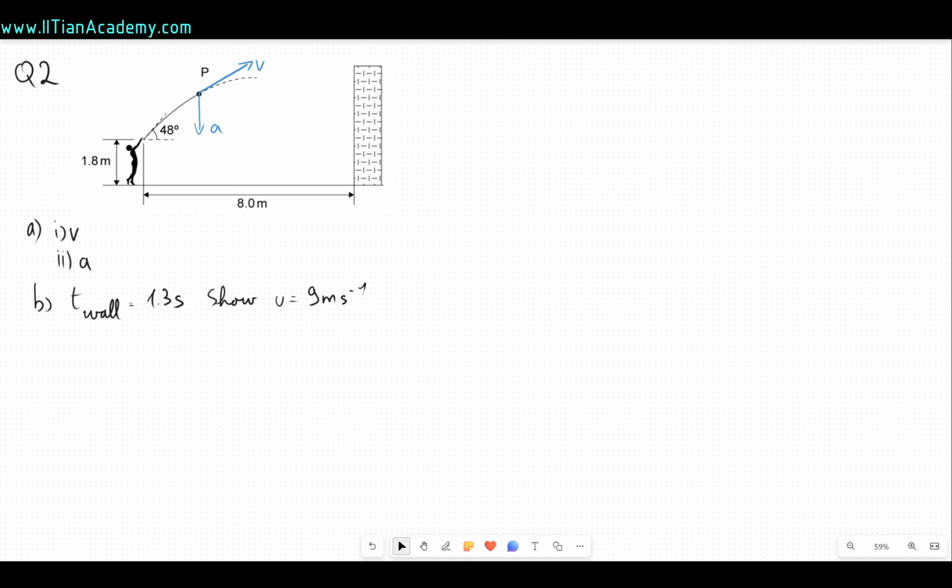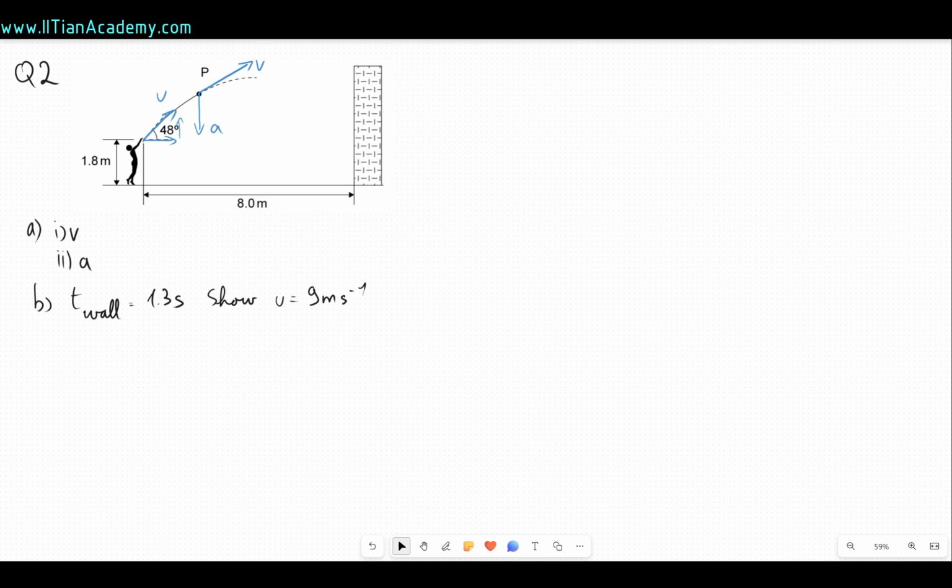In part B, we're told that the ball takes 1.3 seconds to reach the wall. We are asked to show that the initial speed of the ball is about 9 meters per second. So what we need to do here is that we know that the velocity in this diagram is pointing this way, and it will have an x component and a y component. And we know that we can deal with these separately in projectile motion.